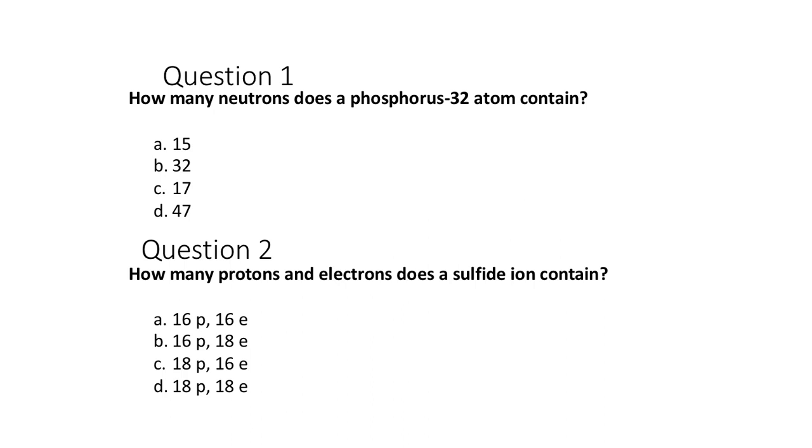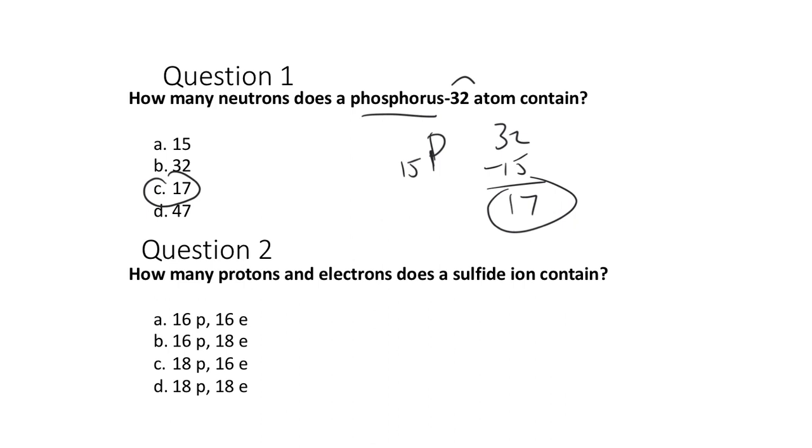How many neutrons are present in a phosphorus 32 atom? So this information here is the mass number. We have to look at a periodic table to determine the atomic number of phosphorus. Phosphorus is atomic number 15, so 32 minus 15 is the number of neutrons, so that'll be 17. So 17 neutrons.